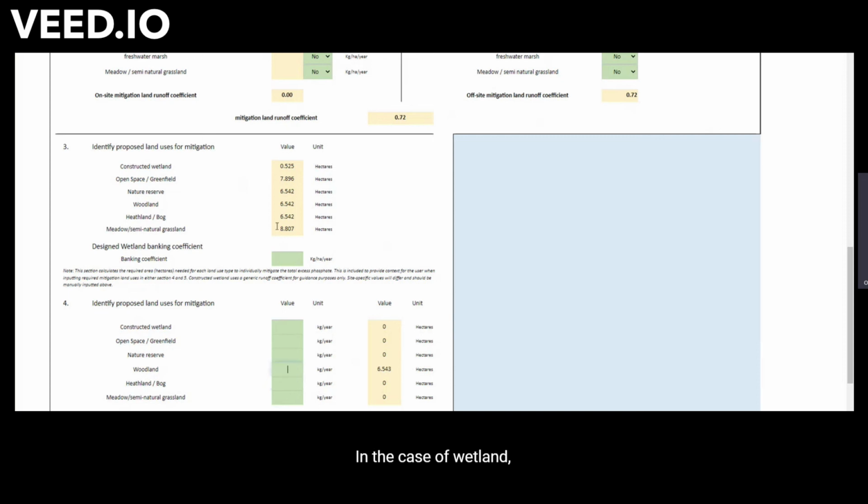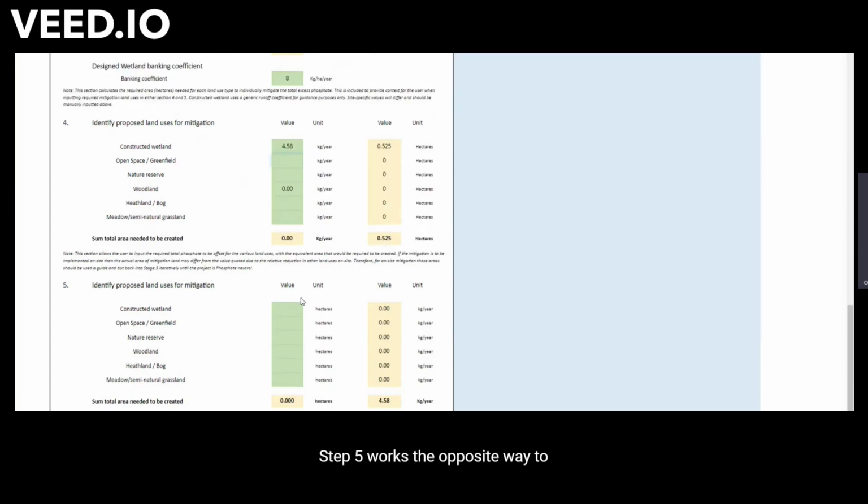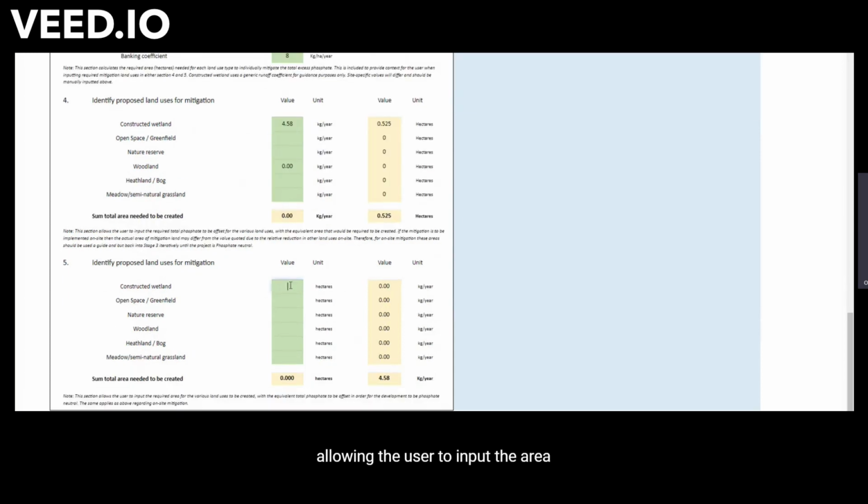In the case of wetland, the user should input a bespoke banking coefficient and select the amount of phosphate to be offset. Step 5 works the opposite way to Step 4, allowing the user to input the area of the mitigation land use type, and the tool calculates the phosphate that would be mitigated. The values outputted will give a good guide to the areas needing to be mitigated for off-site mitigation.